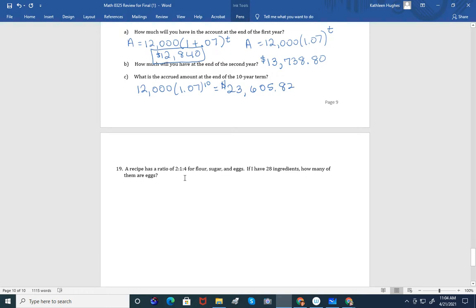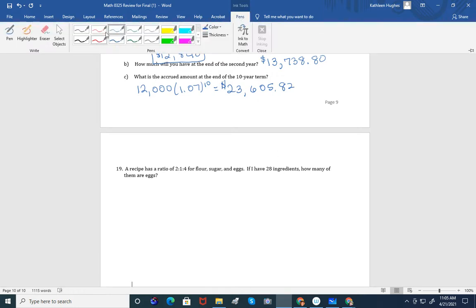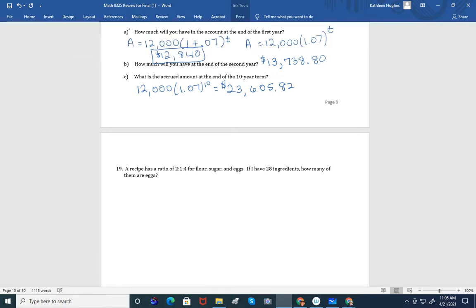The recipe has a ratio of 2:1:4 for flour, sugar, and eggs. If I have 28 ingredients, how many of them are eggs? I find that kind of a poorly phrased question, but I know what they mean. So I'm going to make a table to show you how to work this.